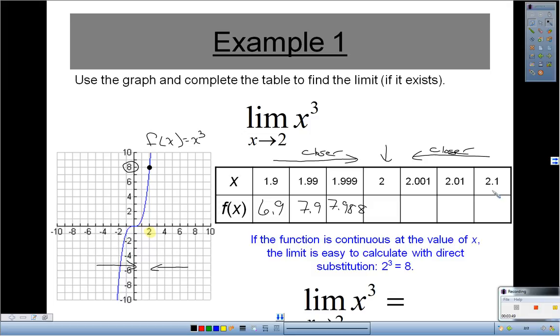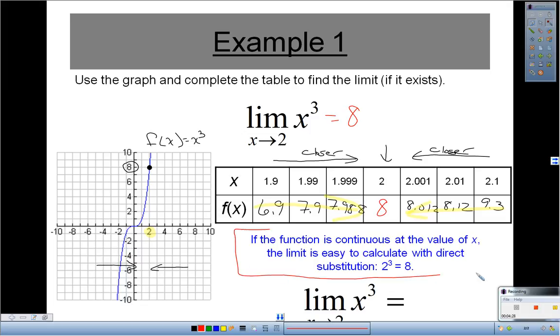If I plug in 2.1, that'll give me 9.3. If I plug in 2.01, that'll give me 8.12. If I plug in 2.001, that'll give me 8.012. So from the left-hand side and from the right-hand side, you notice that these numbers are approaching the number 8. So that would mean that the limit of x cubed as x approaches 2 would be 8. Again, we confirm that by looking at the graph. Now, this is very vital.